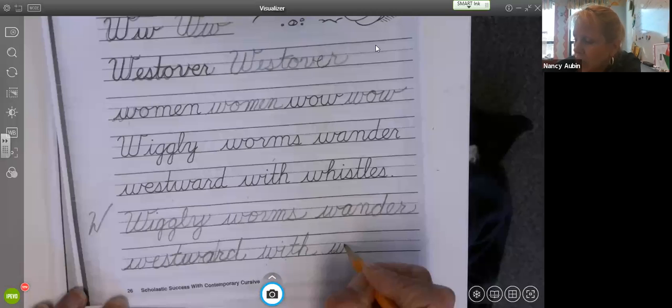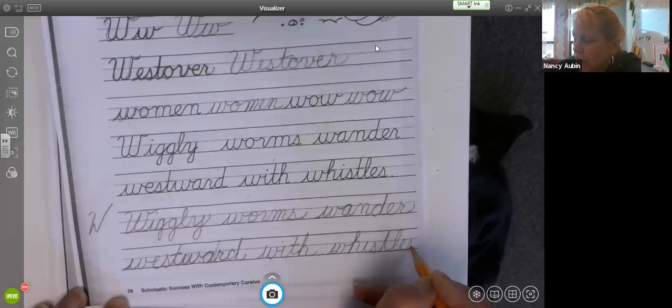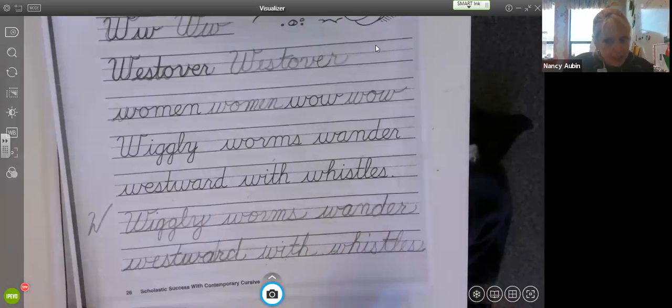W to that H is a little tricky. Keep the bridge up high into that loop letter. The rest should be pretty straightforward. Don't forget to dot your I, cross your T, and put a period because it is a sentence.